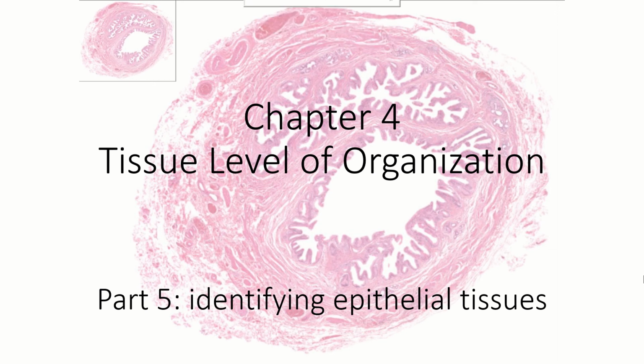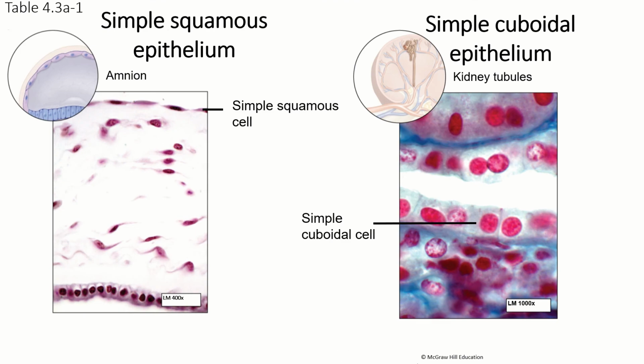In this next section, we're going to look at some examples of epithelial tissues and figure out how to distinguish and identify them. So let's start off with the easiest, which are the simple epithelial tissues. Here we have the amnion, the start of what becomes the amniotic sac. Right here, you see one layer of simple squamous cells, nice and flat, very wide.